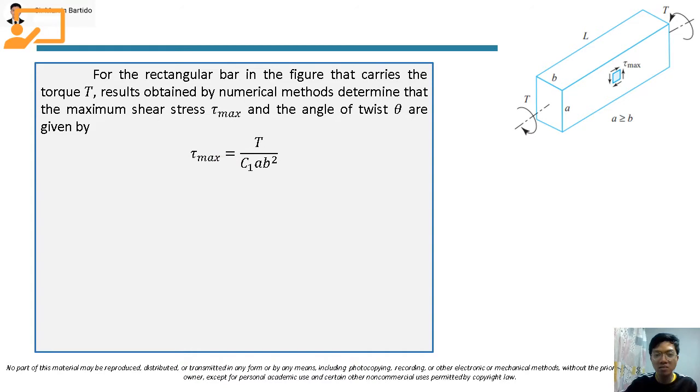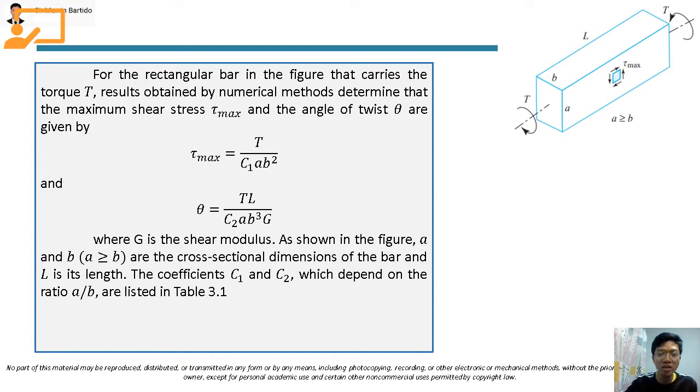Now, for the maximum shear stress, this is equal to T over C1 A B squared, wherein A here, class, is the longer side of the rectangular cross section, and B is the shorter side. And now for the angle of twist, this is TL over C2 A B cubed G. Here, class, in this formula, G is the shear modulus.